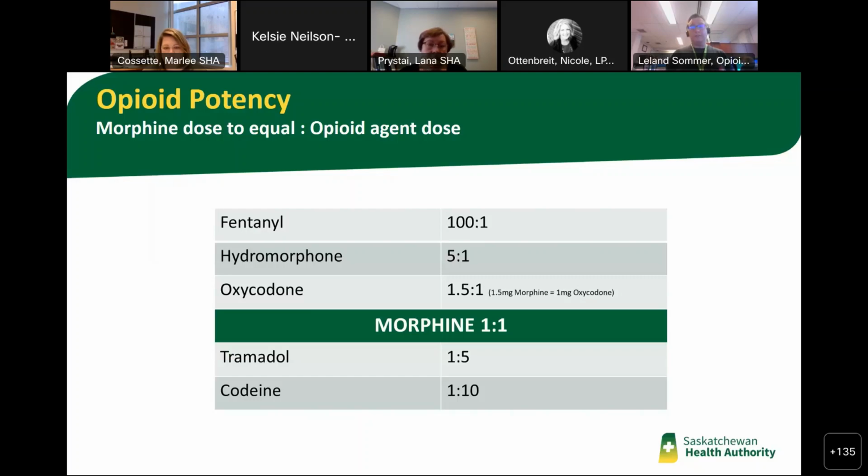Oxycodone has a high risk of addictive properties. Tramadol has risks for decreasing seizure threshold more than many other opioids. And codeine has a very unpredictable metabolism, which can be related to a genetic predisposition of CYP2D6 deficiency, just the way it's processed through the liver. We can also see fentanyl. If we do the conversion there, it takes approximately 100 milligrams of morphine to equal 1 milligram of fentanyl. So you can see that the potency of fentanyl is much higher than morphine.